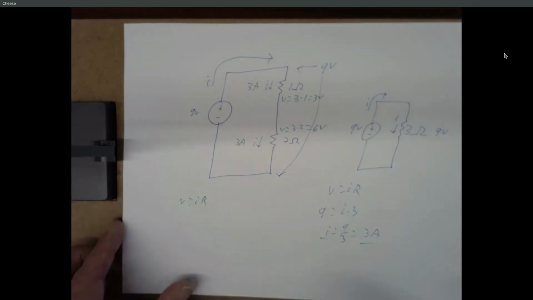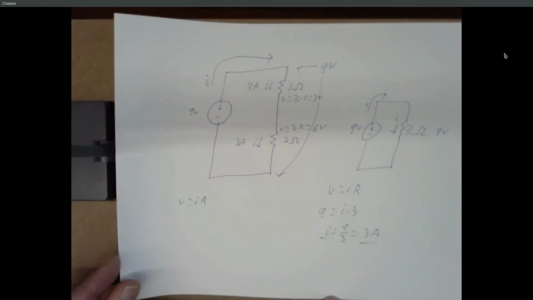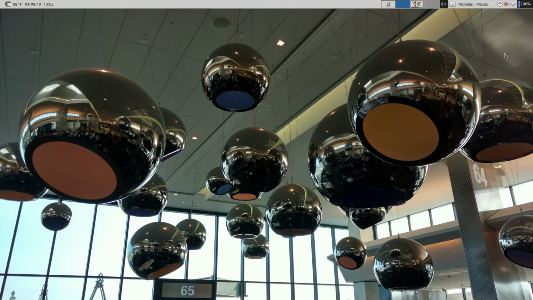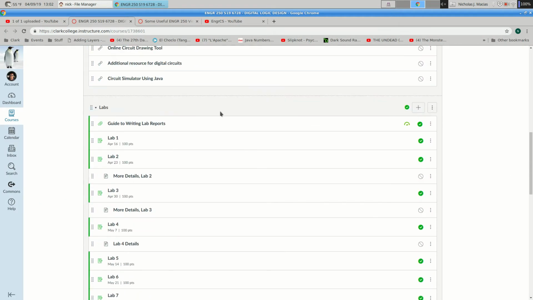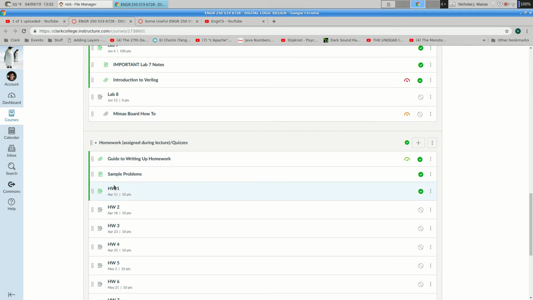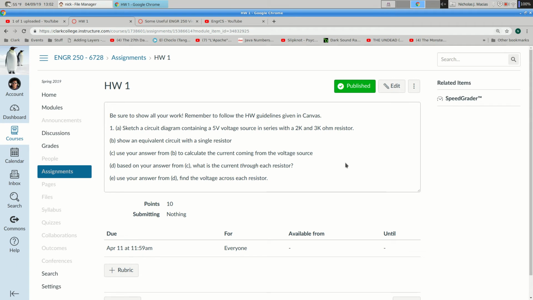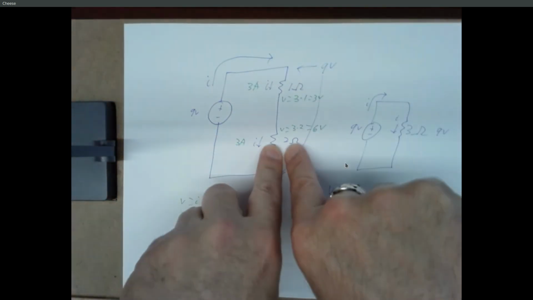but that's as deep as we go. Okay, but I posted a homework question that I'd like you to do by Thursday, which is basically this. Okay, so let me show you your homework. So homework 1, sketch a circuit containing a 5-volt voltage source in series with a 2K and 3K ohm resistor. So K is just 1,000. So it's going to be the same thing, except this is 5 volts. This is 2,000 ohms, this is 3,000 ohms.